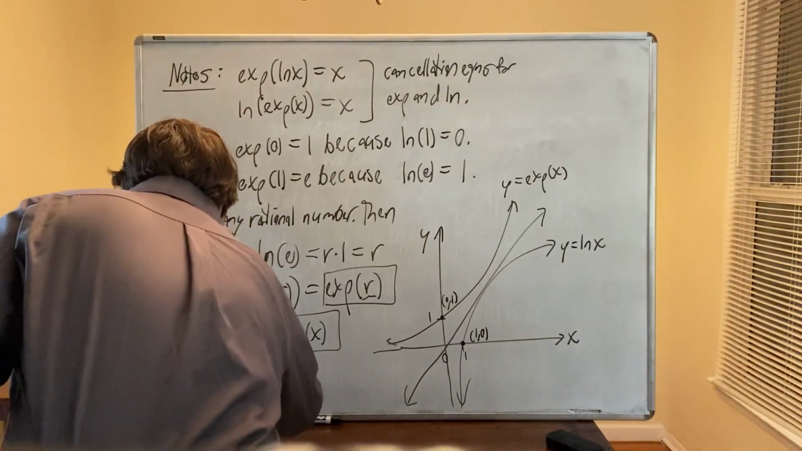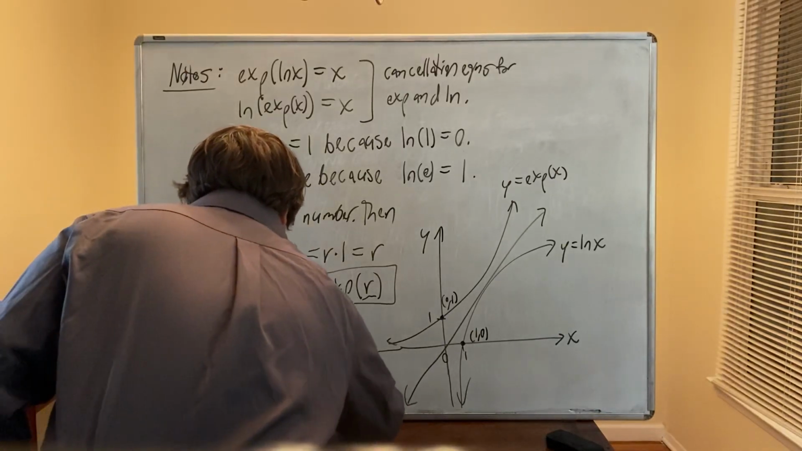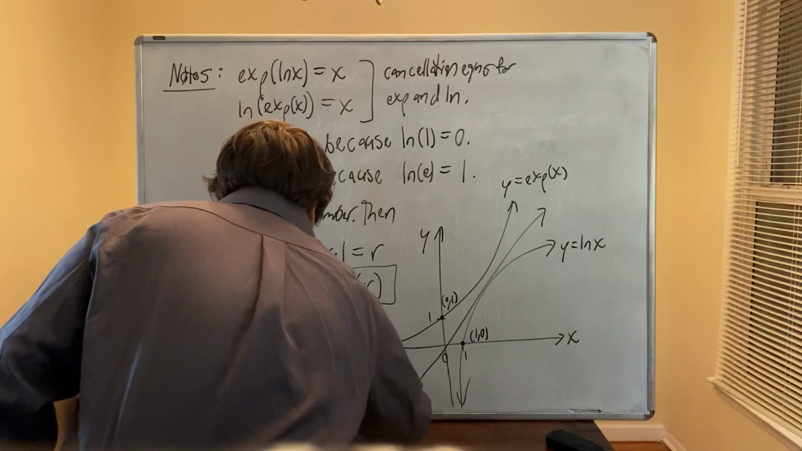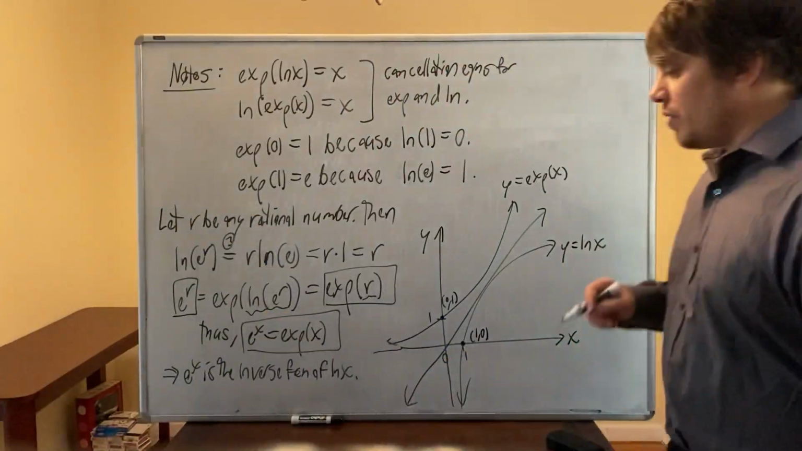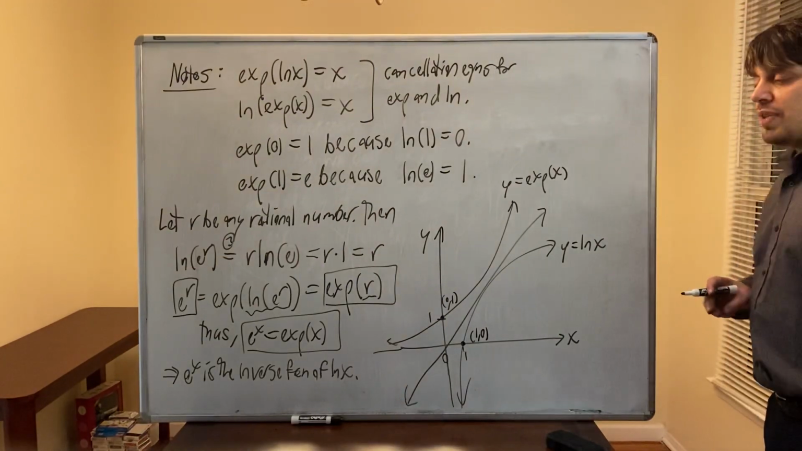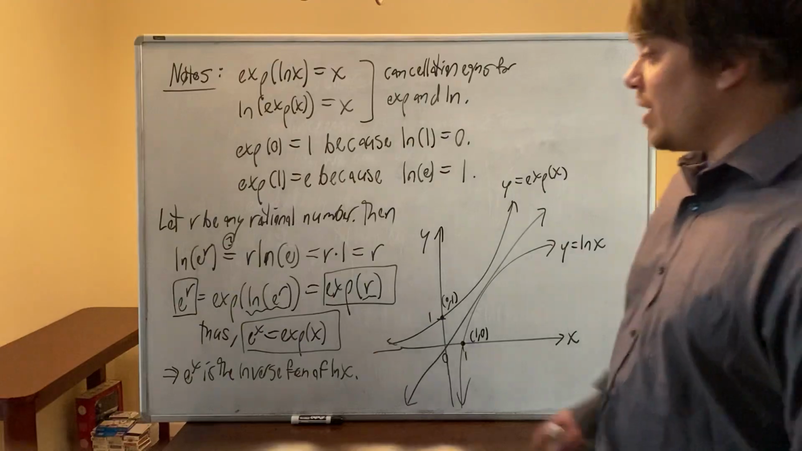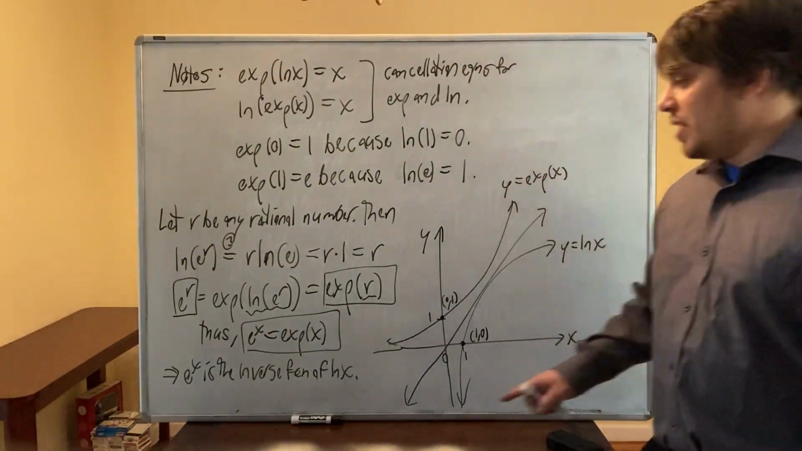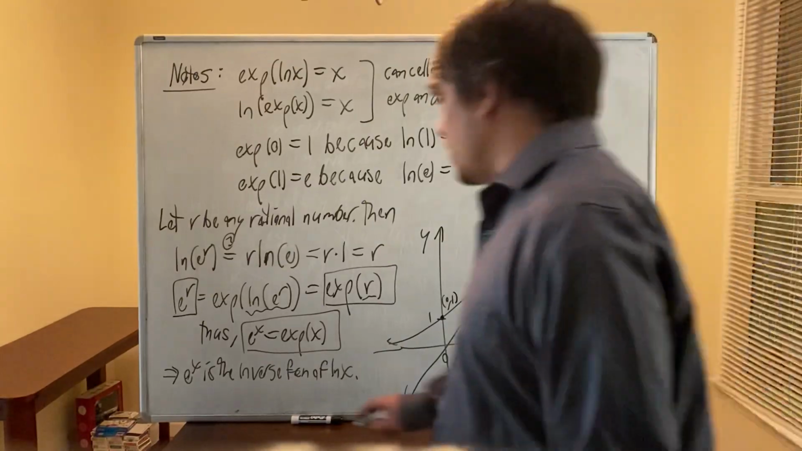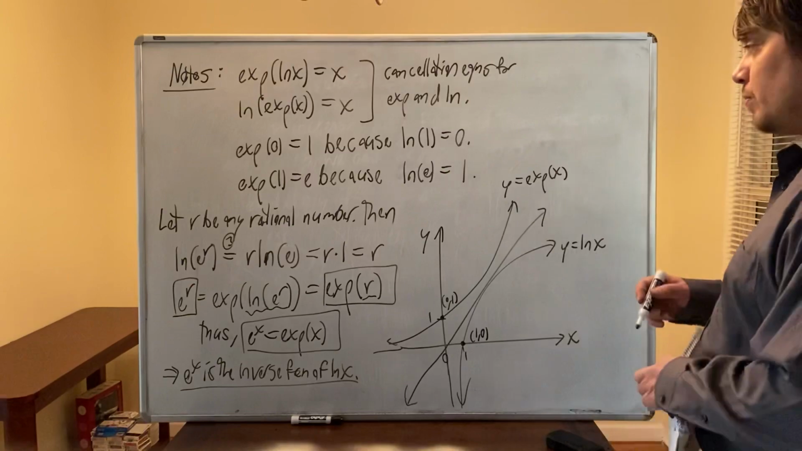That implies e to the x is the inverse function of ln x, right? We let exp of x be the inverse of ln. That's how we started, right? But assuming that exp was the inverse function of ln, we found that e to the x is equal to exp of x. That means that e to the x is the inverse function of ln of x. That's our conclusion.